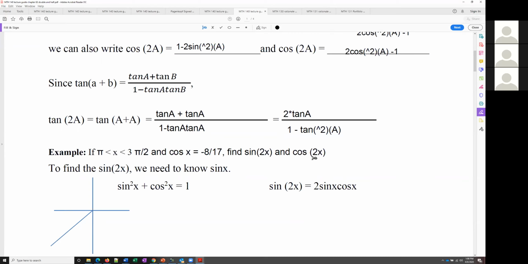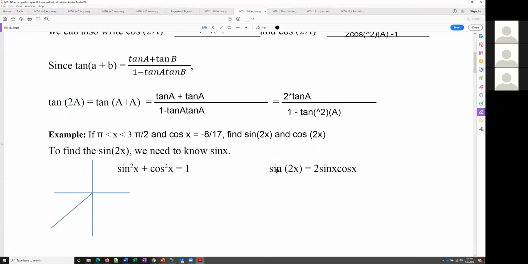Right? And we know our formula for the sine of 2x, it's 2 times the sine of x times the cosine of x. And we do know the cosine of x, but we don't know the sine of x. So one thing we're going to need to do is figure out what's the sine of x. And to do that, we're going to use sine squared x plus cosine squared x equals 1.